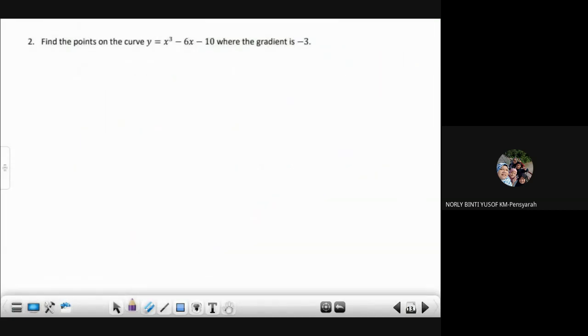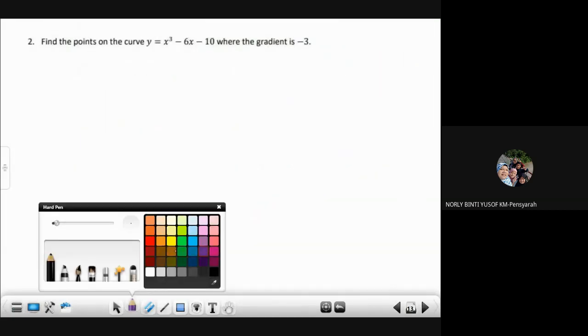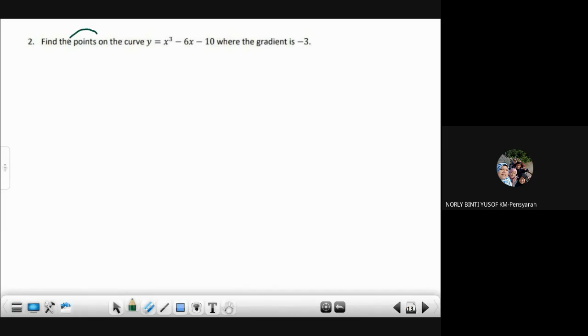Okay, and then for number 2 pun sama. Soalan suruh cari find the points. That means point is XY lah. In your mind tu ingat titik. Titik adalah X dan Y. For the curve, then given the polynomial of cubic, X kuasa 3 tolak 6X tolak 10.